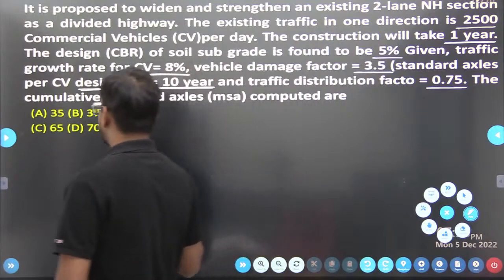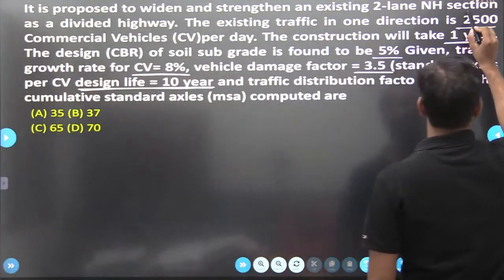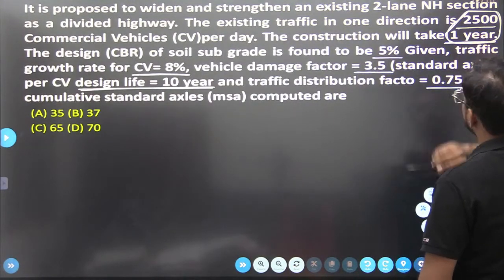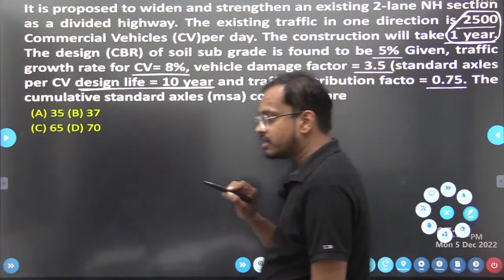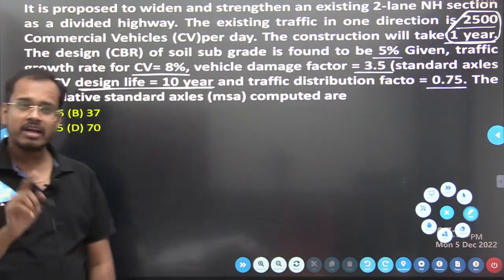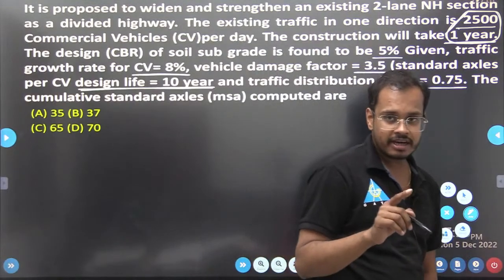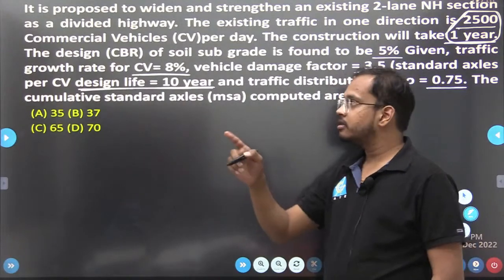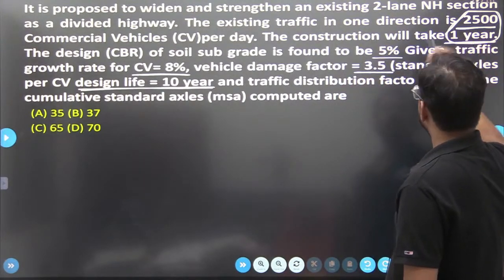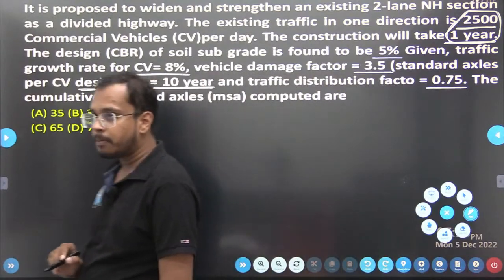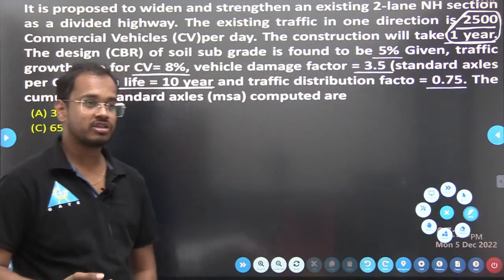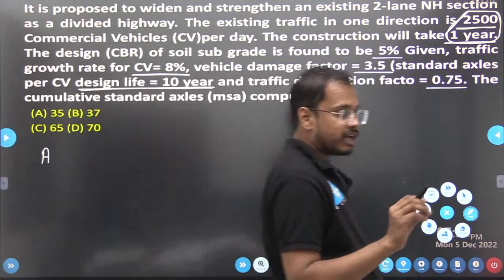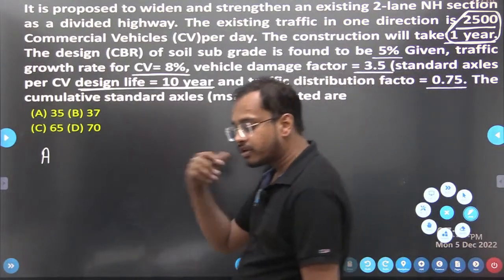So my dear friend, the twist is that the 1 year construction period is already given in the question. That means the value 2500 is P, not A. Am I right? The value of A, that means the number of commercial vehicles per day after completion of construction, is not directly given. The value 2500 is the number of commercial vehicles per day before completion of construction. Then firstly calculate the value of A, the number of commercial vehicles per day after completion of construction.